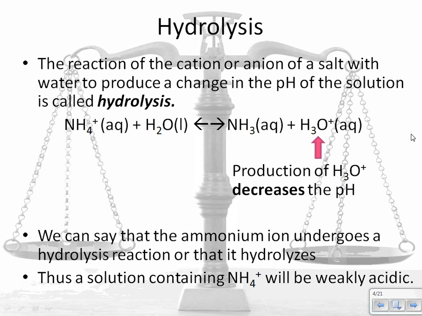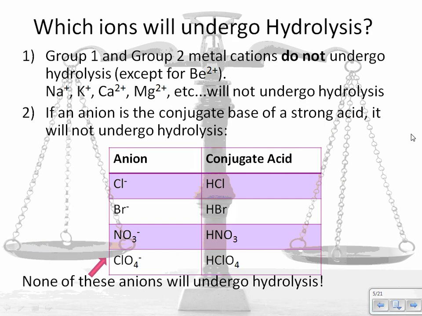So your new terminology is right down here where I'm putting this star. We can say that the ammonium ion undergoes hydrolysis or that it hydrolyzes water. Both of those phrases you're going to hear a lot for the rest of the unit. Thus, a solution containing an ammonium ion will be weakly acidic. Great. So which ions will undergo hydrolysis? These are your rules. There are 4 of them. Unfortunately, you have to memorize them.